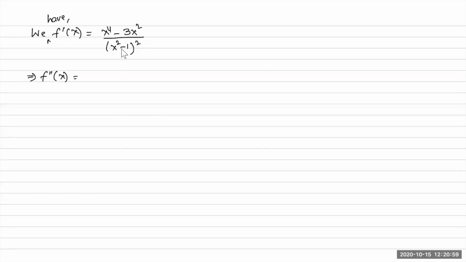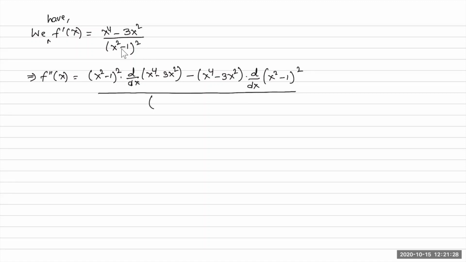denominator, which is x squared minus 1 quantity squared, multiplied with the derivative of numerator. Numerator is x to the 4 minus 3x squared. Then minus numerator. Numerator is x to the 4 minus 3x squared times the derivative of denominator. Derivative with respect to x of denominator is x squared minus 1, quantity squared, all divided by the square of the denominator. X squared minus 1, quantity squared is there, and when you square it again, it should be raised to power 4.